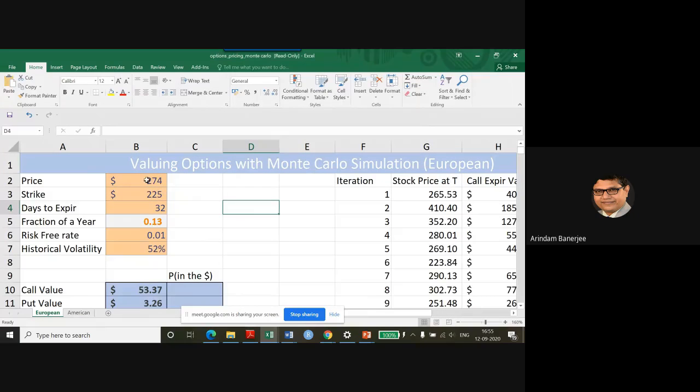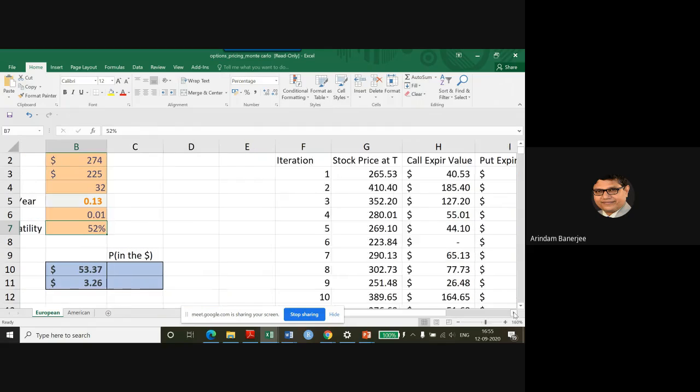This is the price of option. This is the price of underlying, and this is the strike given. And this is days to expiry as a fraction of a year, risk-free rate, and historical volatility. Now, it has been iterated. It has been iterated here.